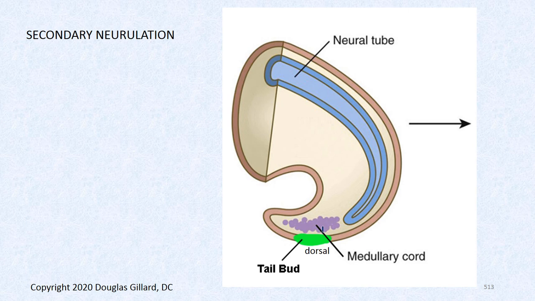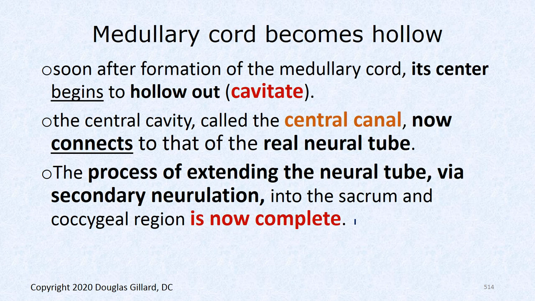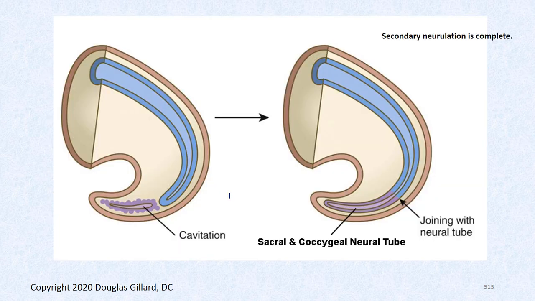And cells migrate out of this and form this medullary cord. We're going to connect the medullary cord to our neural tube to finish the job of neurulation. So as soon as that tube is formed, the center becomes hollow. It cavitates out. So now the central cavity, as it's called, develops a central canal. And that connects to the real neural tube. And that connects, the process is over.